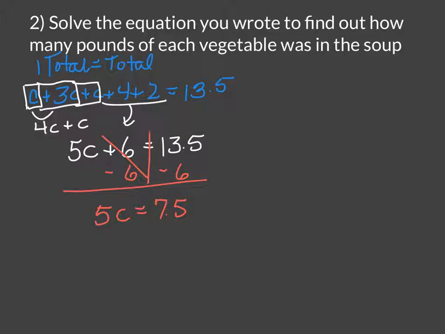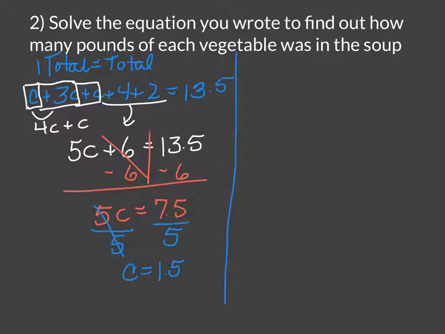I ask myself, what's the opposite? The opposite of times 5 is divide by 5. I mean both sides. These cancel, and that means I've got C equals 7.5 divided by 5. Well, I know 75 divided by 5, of course, is 15. So with that decimal in there, it's going to be 1.5. Now that I have that, I can find all of the others.